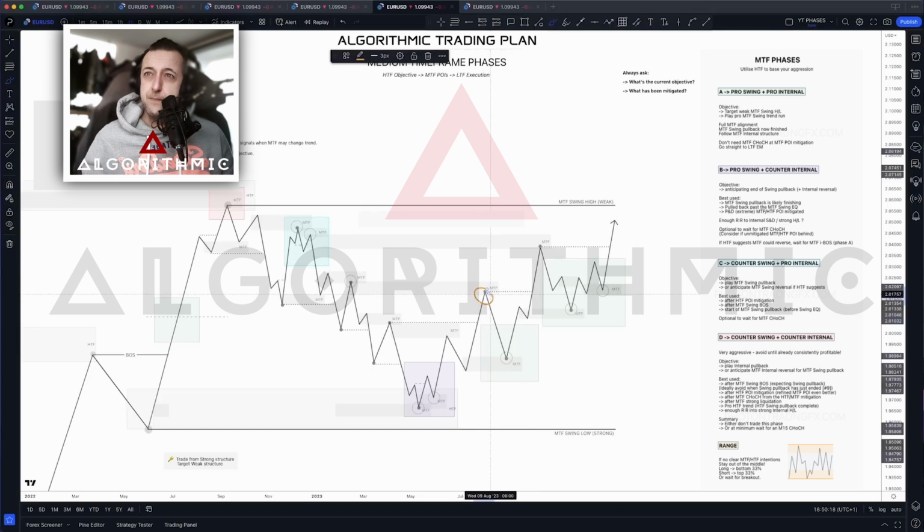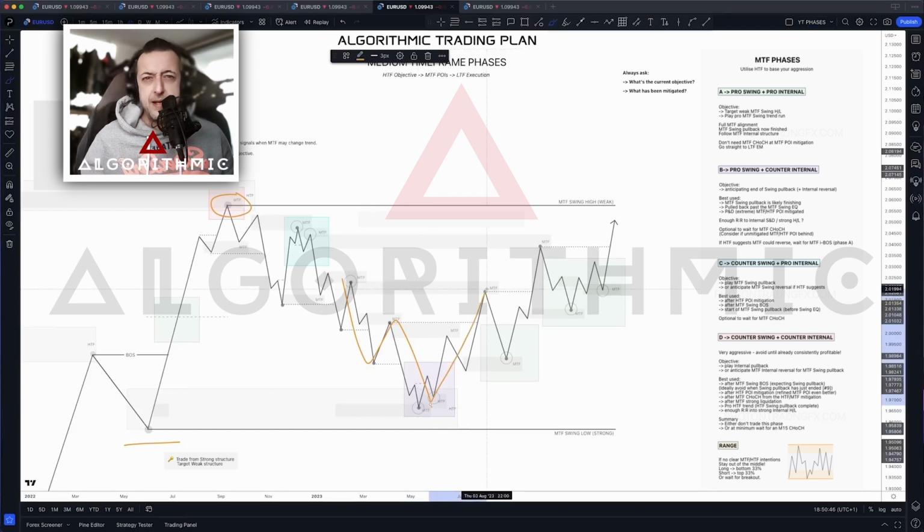So phase A, pro swing, pro internal. What is the objective of phase A? When we're here, it's the first one, and it's to target the weak medium time frame swing high. Because we're bullish on the swing structure, this is a weak high because it's failed to take out the low. So when the internal structure is bearish to facilitate the swing pullback, we mitigate the strong low, and the internal structure then shifts bullish.